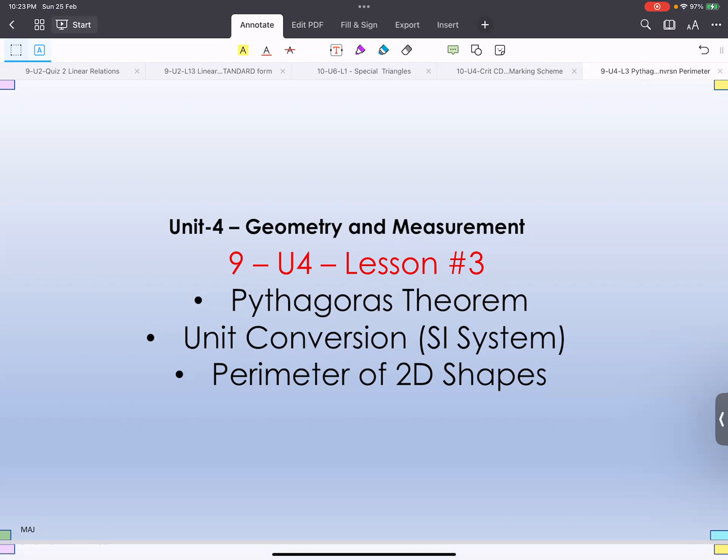Today we have 3 learning goals: Pythagoras theorem, unit conversion with an SI system, and the perimeter of 2D shapes. Now you may be familiar with all 3, but just don't slack off. Definitely try out the questions and try to take notes, and please be diligent because this is the first step into building more complex problems, okay?